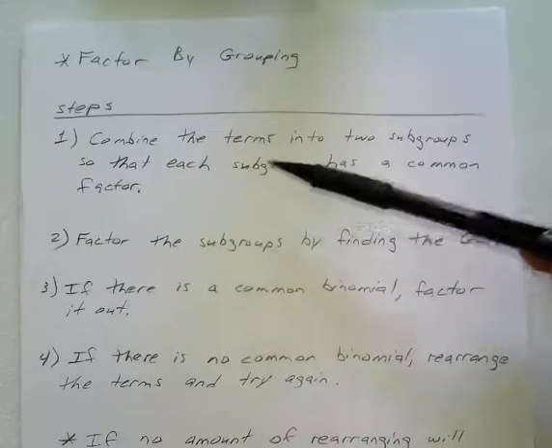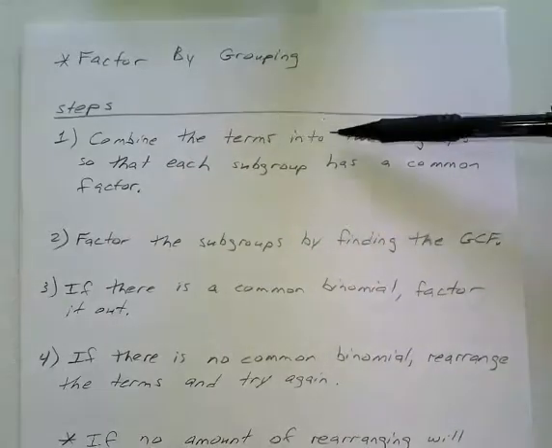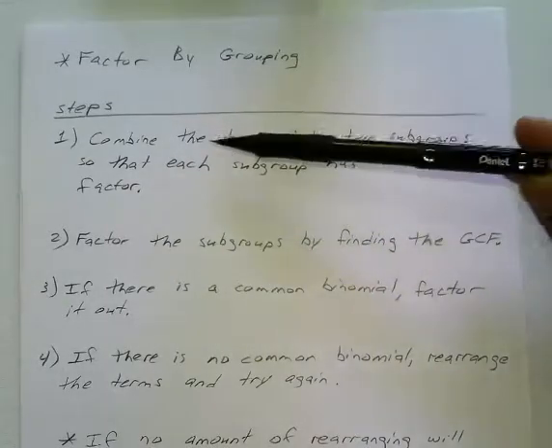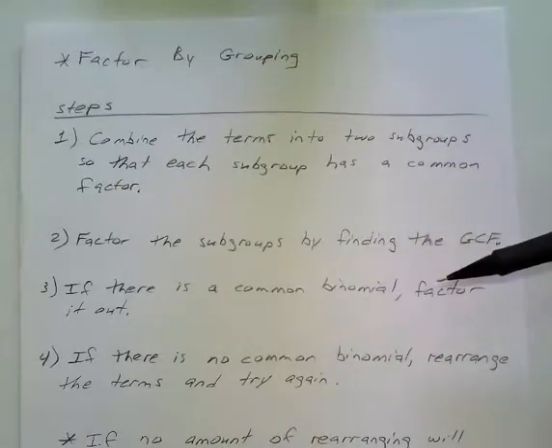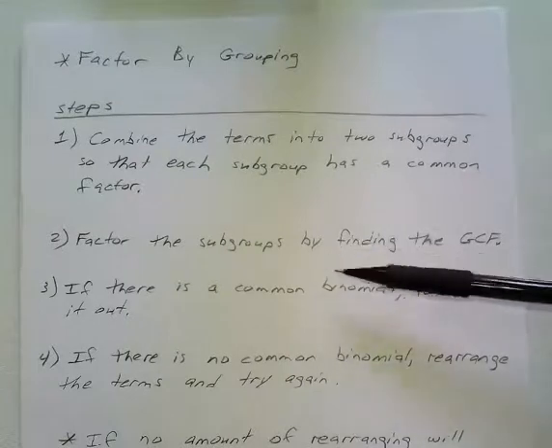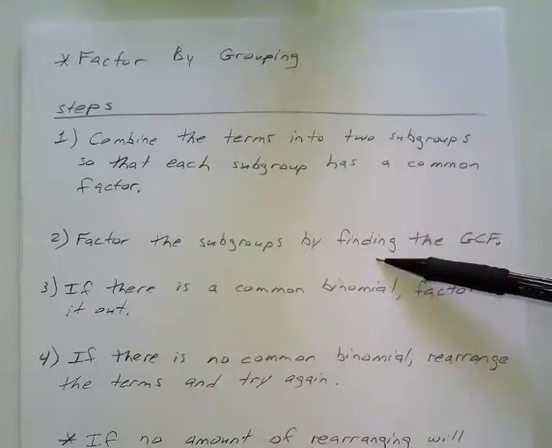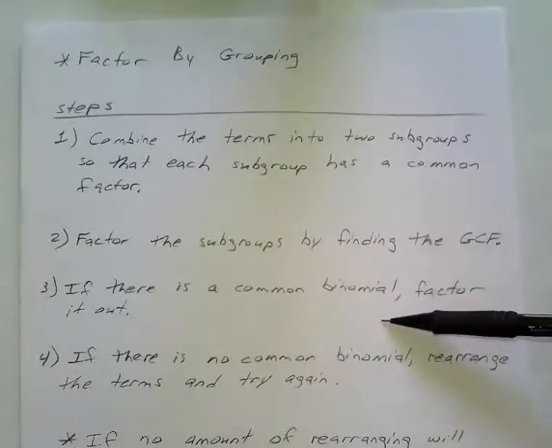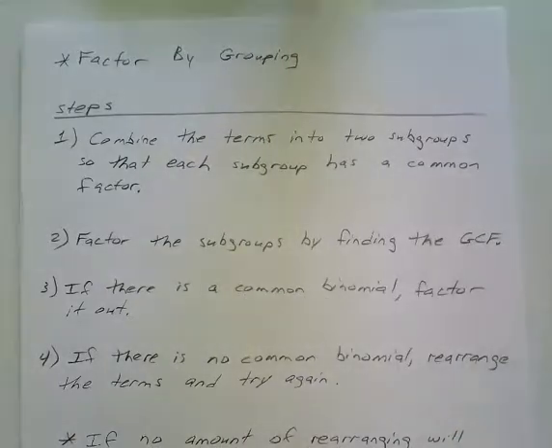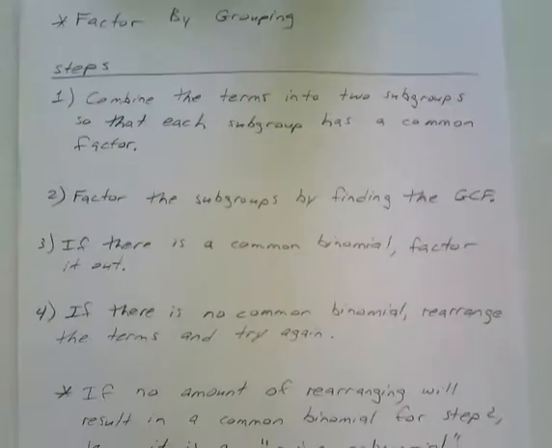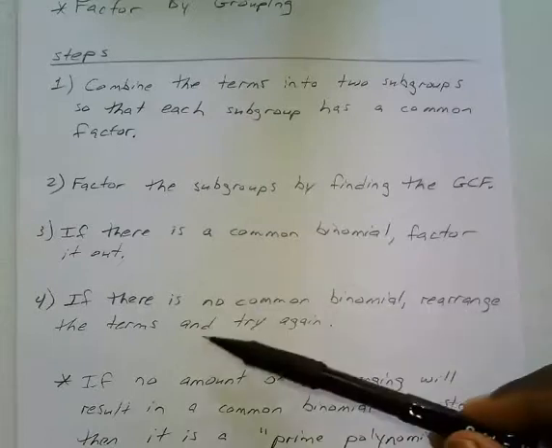Your first step, you want to combine the terms into two subgroups so that each subgroup has a common factor. We'll do those in the examples, and I'll point out each step. Step 2, factor the subgroups by finding the greatest common factor of the terms. Step 3, if there is a common binomial, factor it out. Step 4, if there is no common binomial, rearrange the terms and try again.